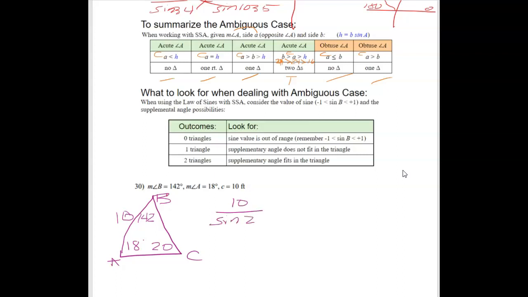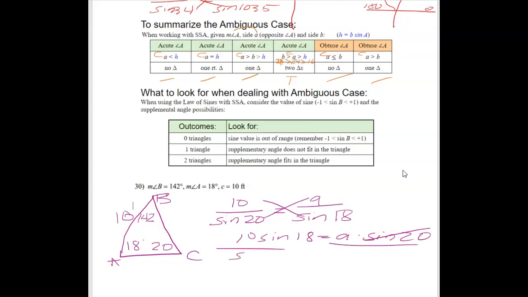10 over sine of 20. Let's just find a. So a over sine of 18, cross multiply, and divide. So a equals 9.03, and continue to find the other side. Do law of sines again.